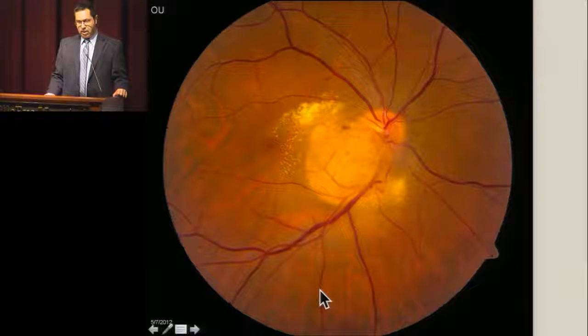So this is the acquired retinal astrocytoma. You see it's a little different. But it's causing exudation around. You can see the vessels.